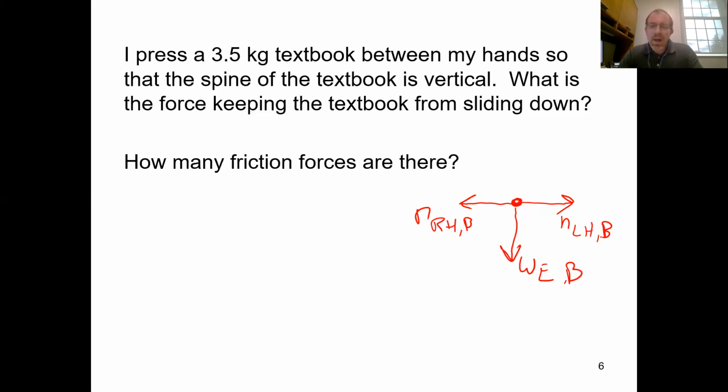All right. So what else do I have? I've got, obviously, my static friction force.